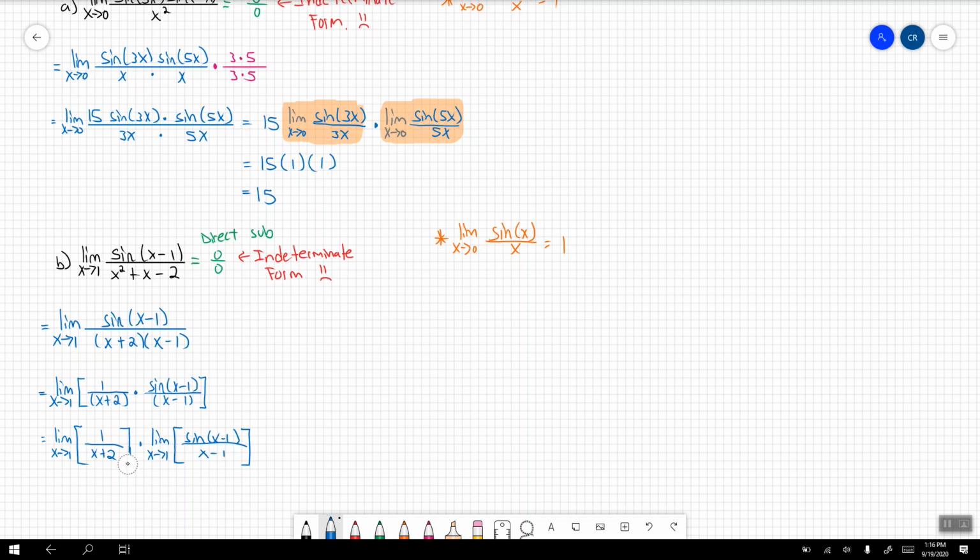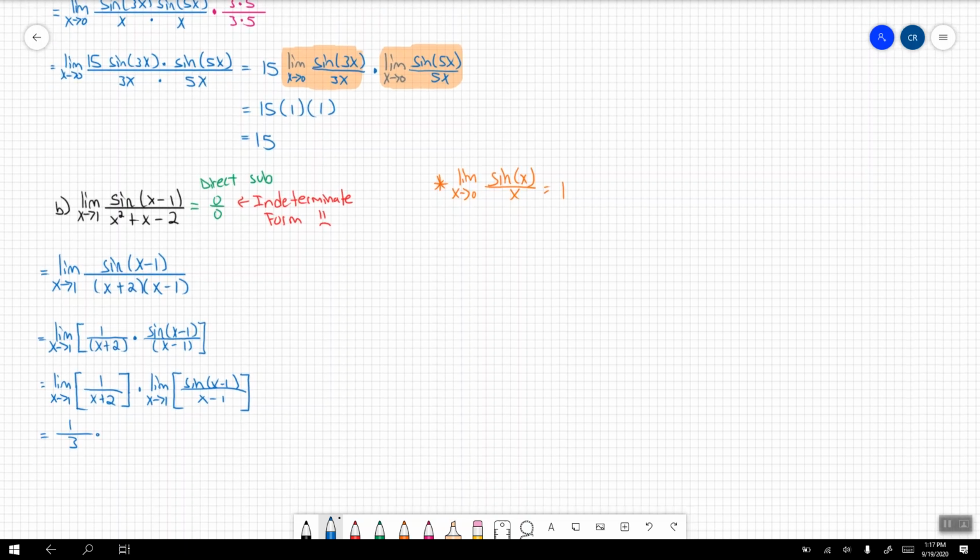Look at that. That is awesome. Okay. So the first limit for that product, that one's a direct substitution. That one's not too bad. So that one's just 1 over 3. Okay, that's pretty good. But now let's pay attention to the second one.